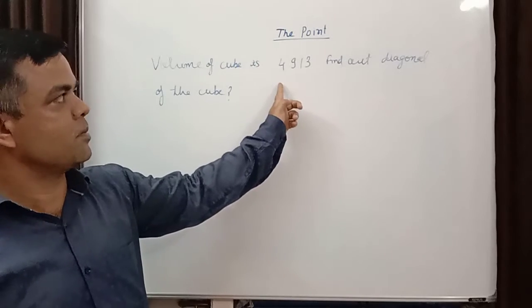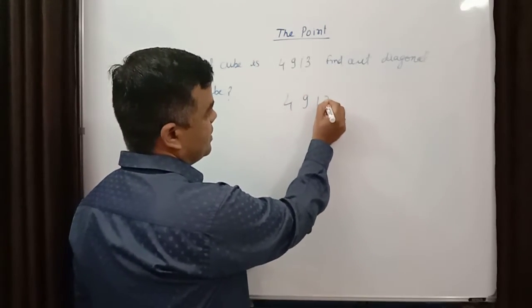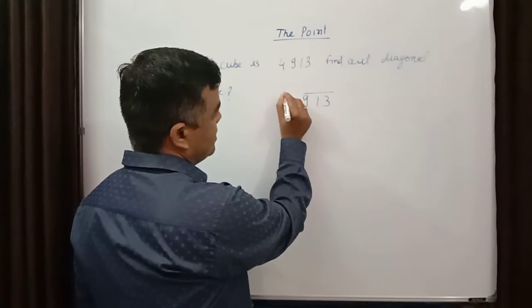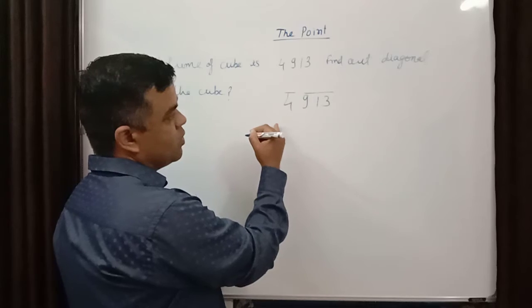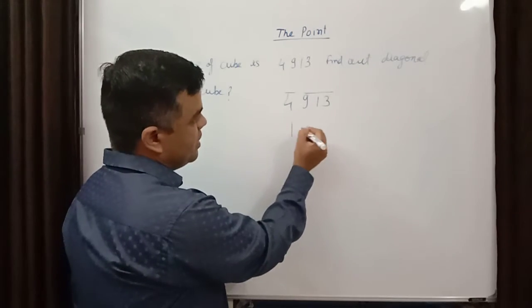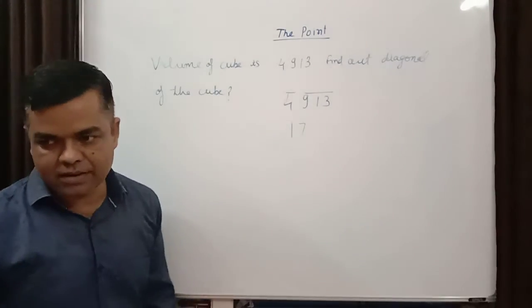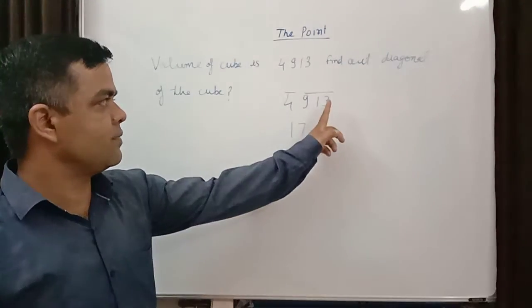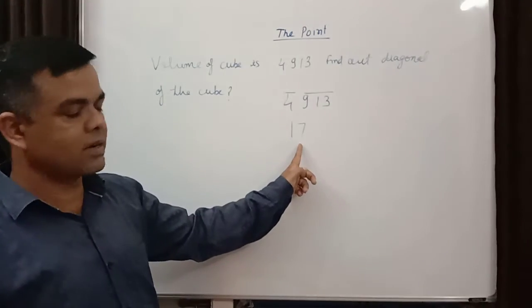4913. Leave the last 3 digits, leaving 4. So 1 cube is less than 4, and 2 cube will be 8, which is more than 4. So here write 1, and if the unit digit is 3, then here it will become 7. If 7 is there in the cube, then the unit digit of the root will be 3. So the side is 17.